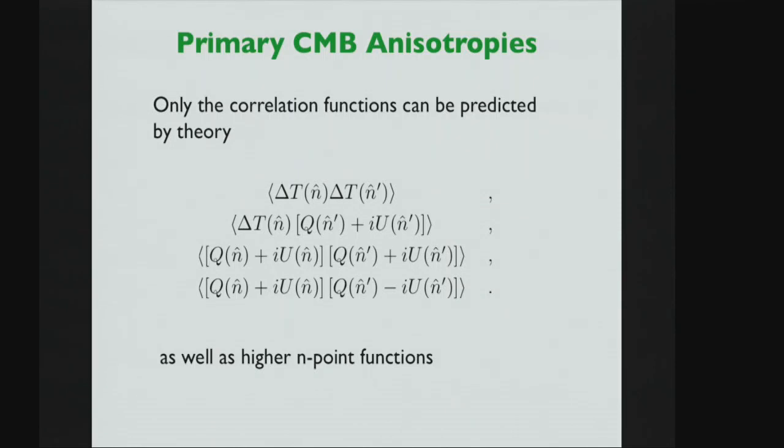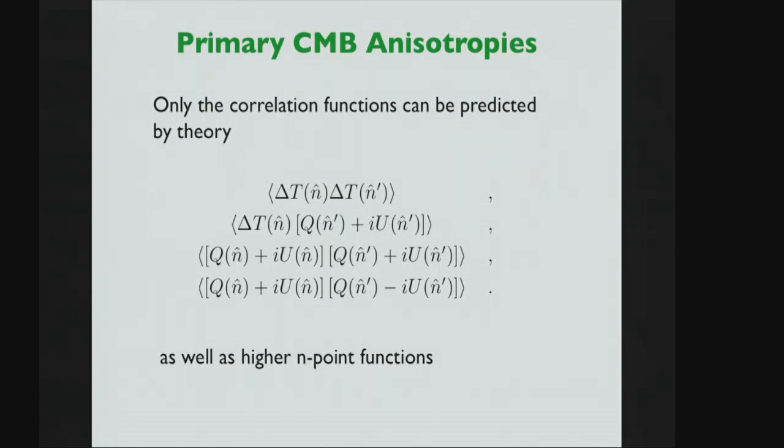If you do a theoretical calculation, you cannot really predict what the map should look like. You can only predict its statistical properties. So what you want to compute are the correlation functions. You want to compute the correlation between a temperature fluctuation in this direction: if it's high here, how likely is it that it's high also in that direction? Similarly, you can correlate the temperature fluctuations with the Stokes parameters, or the Stokes parameters with themselves. And then, of course, you can also look at higher order correlations.